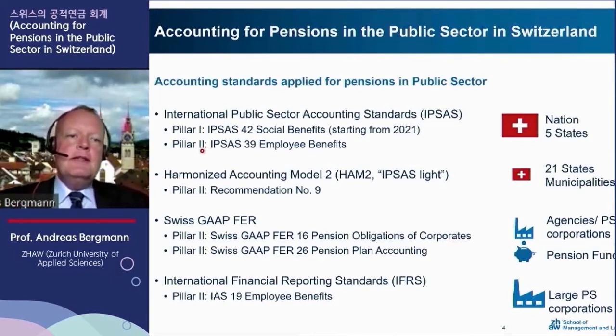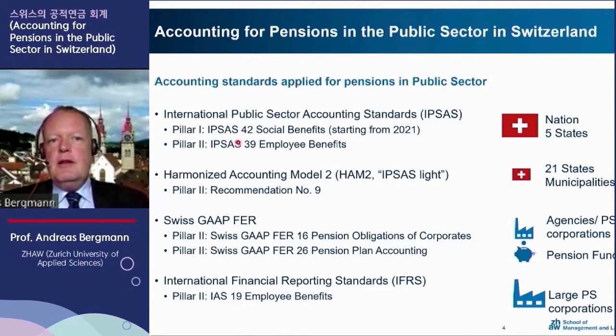And you can see that actually this is related to the pillars. So in Switzerland, we have a relatively clear-cut situation that we can apply IPSAS 42 social benefits to Pillar 1. Why? Well, because it is a general public scheme. It's not employment related. It applies to the entire population. So it is a social benefit as defined in IPSAS 42.